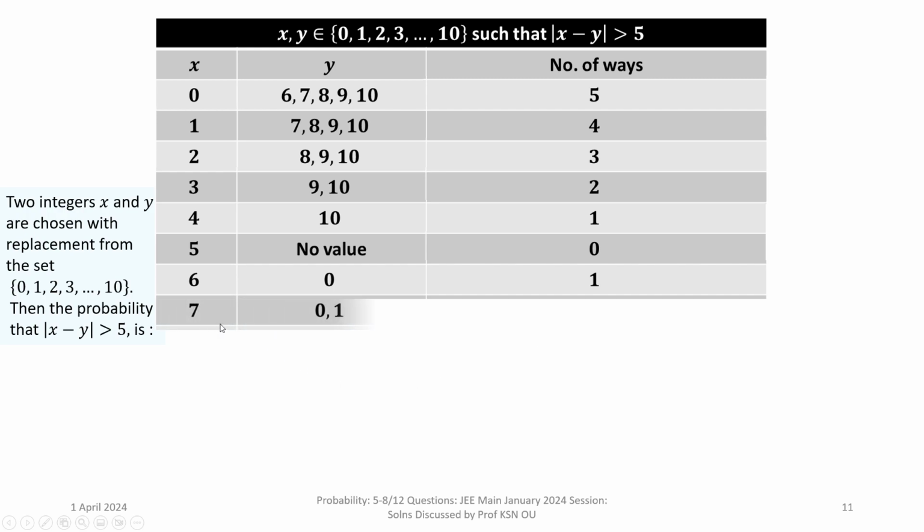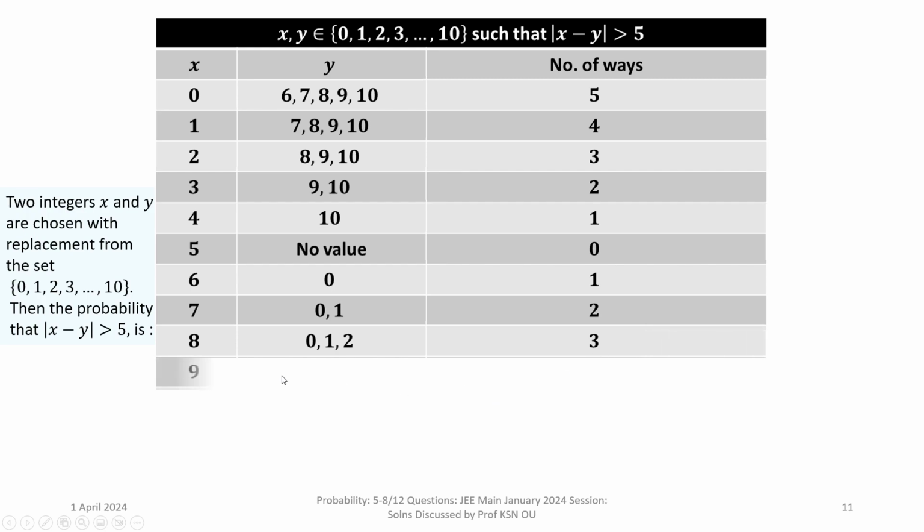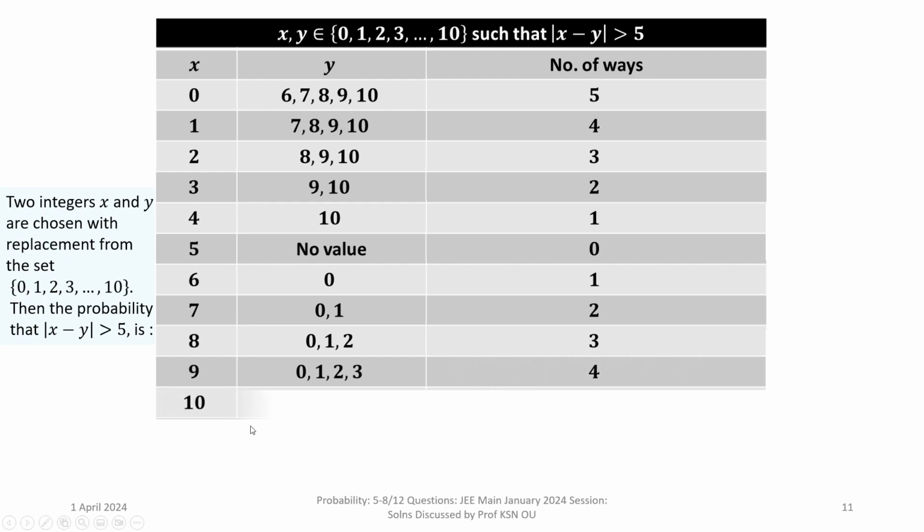7. Number of ways 0 and 1. Number of ways is 2. 8. 0, 1, 2. Number of ways is 3. 9. 0, 1, 2, 3. Right. 4. 10. 0, 1, 2, 3, 4.